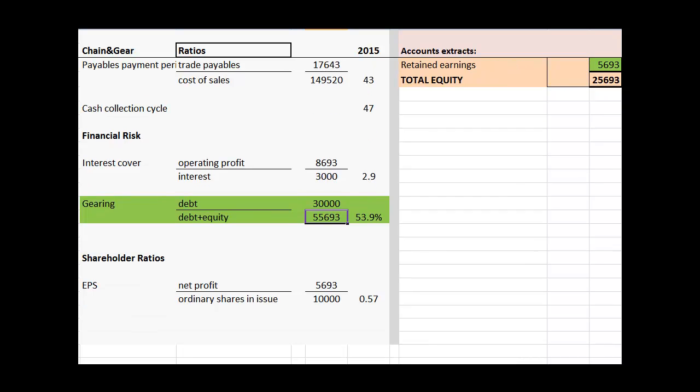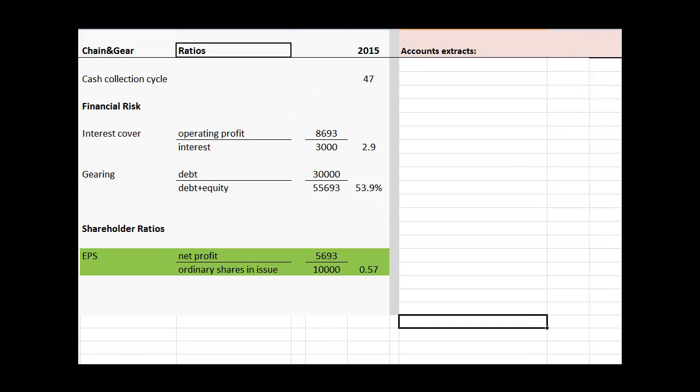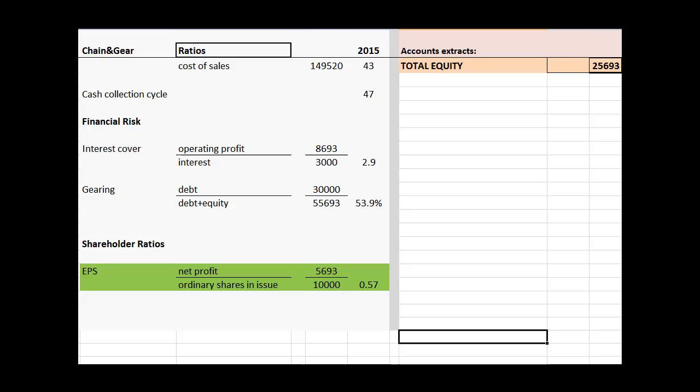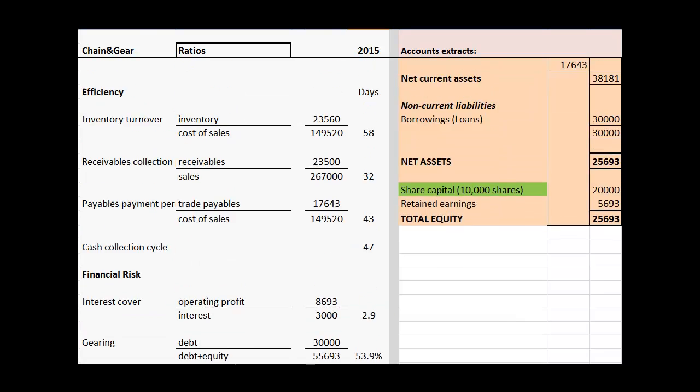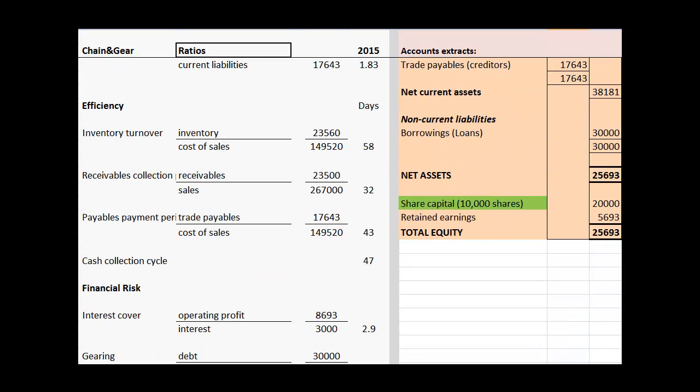And finally, we're going to look at our earnings per share, an investment ratio or shareholder ratio, and this will simply be our net profit divided by the number of shares in issue for the business to give us 57 pence per share. As we can see here, we have the profit before tax of 5693 and the shares in issue were 10,000 shares.